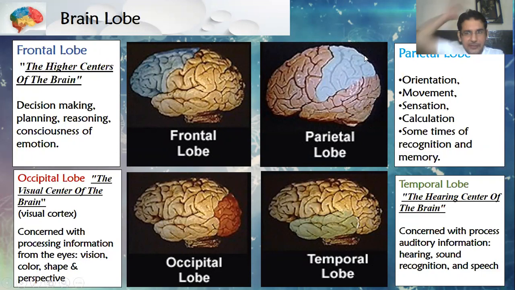Then at the very top of the brain is the parietal lobe. The parietal lobe is involved with orientation, movement, sensation, calculation, and sometimes recognition and memory. Then there is the temporal lobe, which, as you can guess from the name, is involved with hearing, since our ears are there. This region of the brain is the hearing center, concerned with processing auditory information, hearing, sound recognition, and speech. Each portion of our brain is involved in specific functions, and we will discuss this in detail in the future slides and lectures.